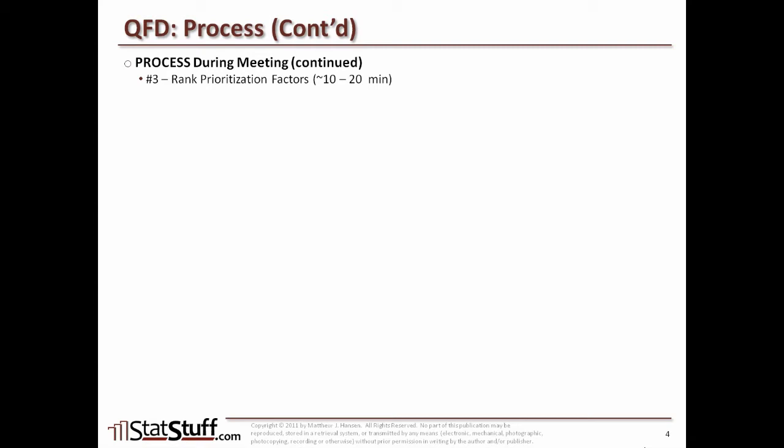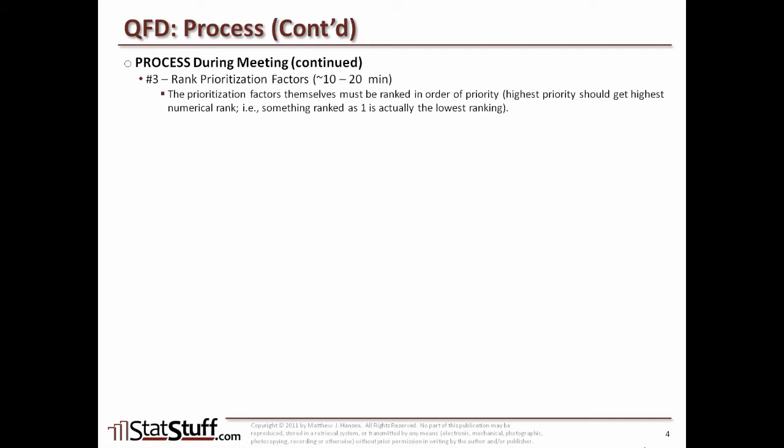This may take anywhere from about 10 to 20 minutes with your team as you work through these. So at this point, you should already have your prioritization factors defined. So now what you want to do is rank those in order of importance. So you need to work through those and identify the order of priority for each one.